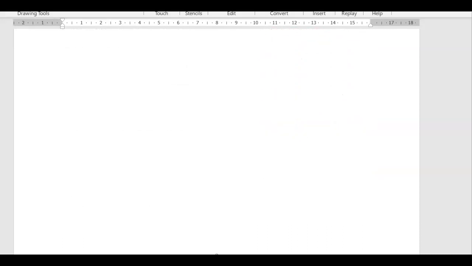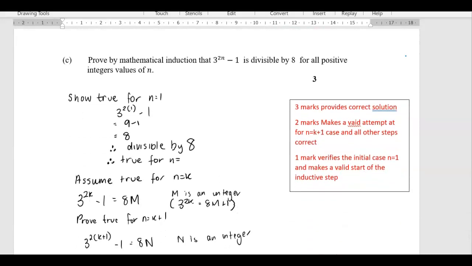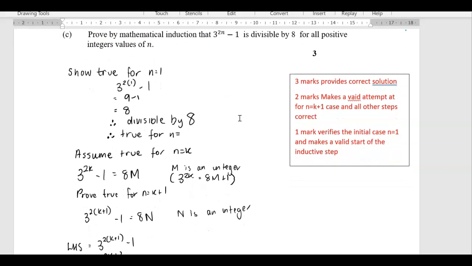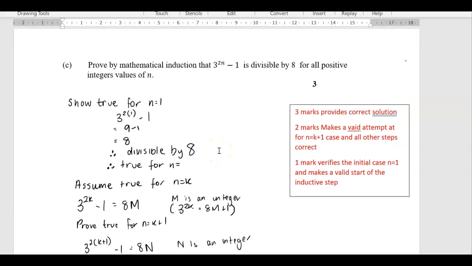Lucky last, final question, also worth 3 marks. This one was a little bit harder. We're going to prove that 3 to the power of 2n minus 1 is divisible by 8 for all positive integers. So this is my working out. I'm showing it true for n equals 1. I've got 9 minus 1 is 8. It's divisible by 8, so it's true for n equals 1.